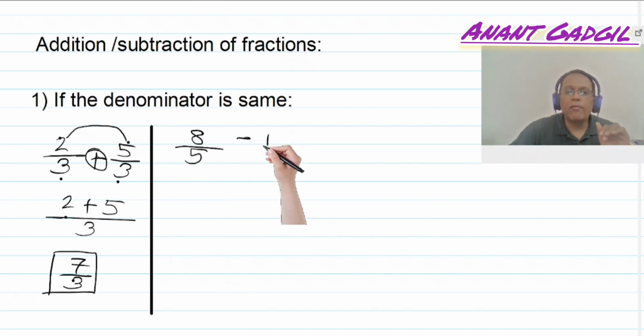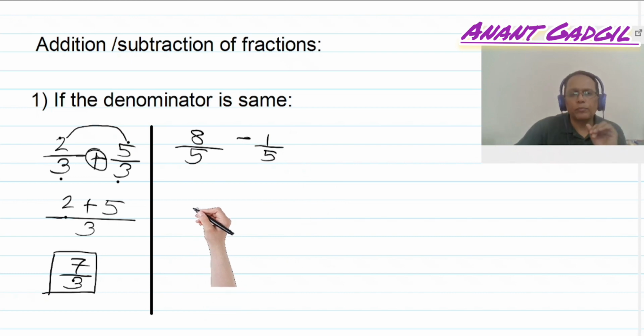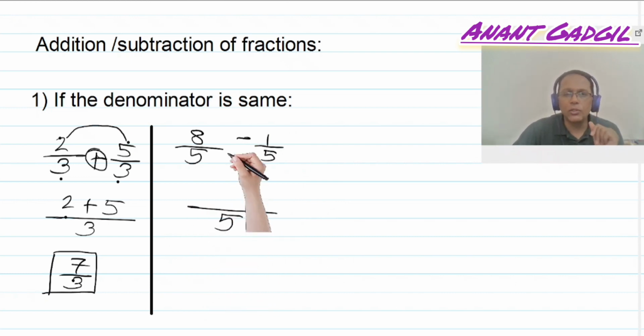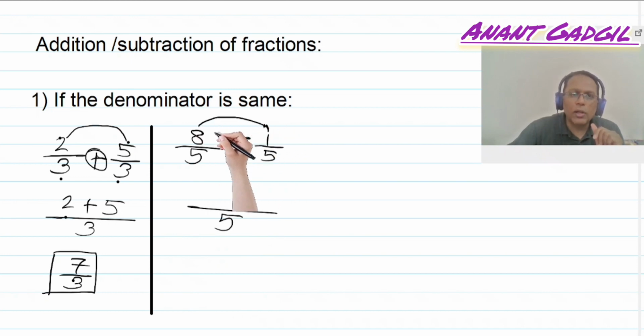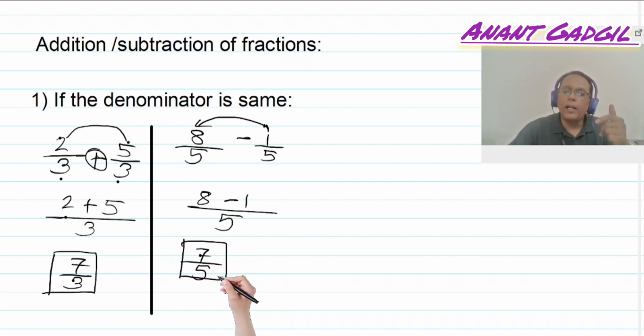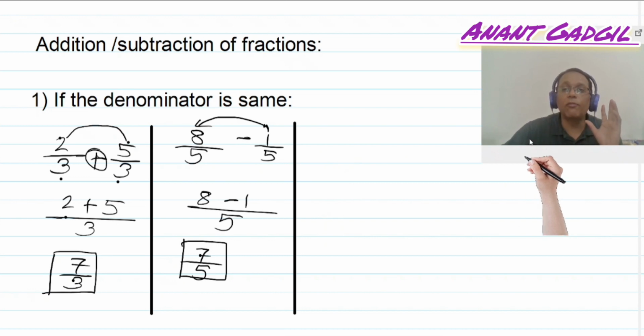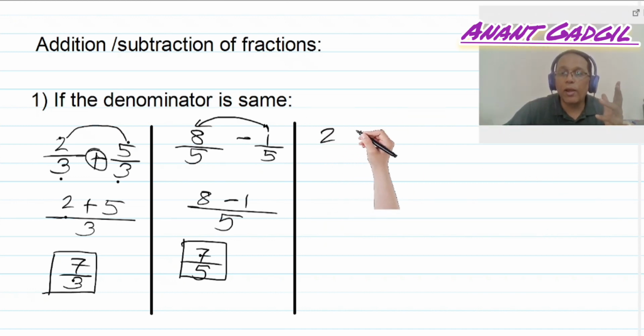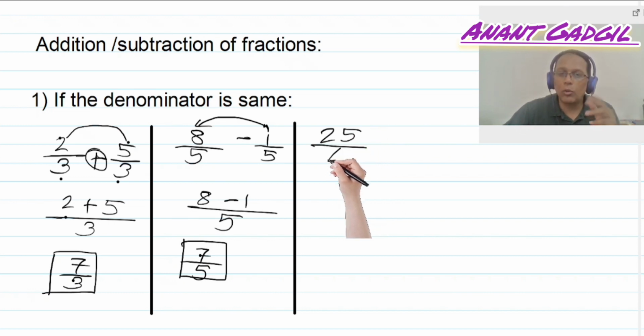8 by 5 minus 1 by 5. Again the denominator is same, so you write it once and you do whatever is there in the numerator. So it is 8 minus 1, so it becomes 7 by 5. Again the numerator and the denominator are not divisible by same number, so that is our final answer. If they are divisible by any same number, then you have to simplify further.